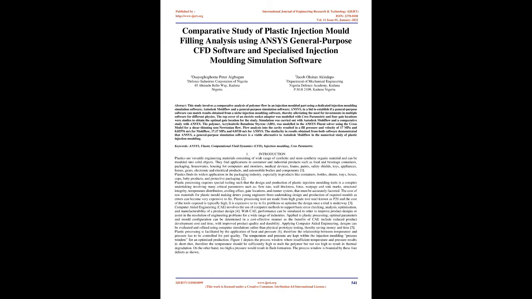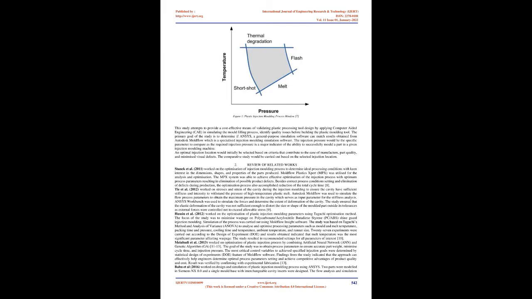Plastics find their widest application in the packaging industry, especially in products like containers, bottles, drums, trays, boxes, cups, baby products, and protective packaging. 2. Plastic processing requires special tooling such that the design and production of plastic injection molding tools is a complex undertaking involving many critical parameters such as flow rate, wall thickness, force, warpage, sink marks, structural integrity, temperature distribution, cooling effect, gate locations, and runner system, that must be accurately factored.